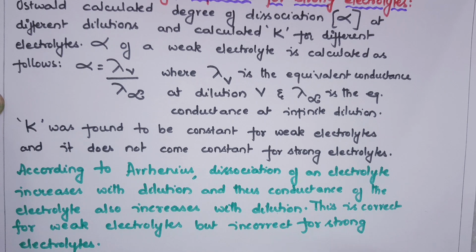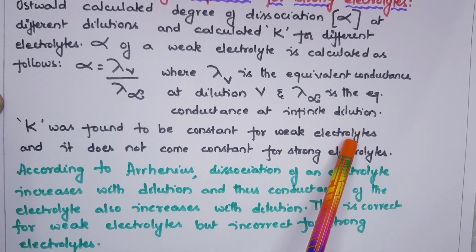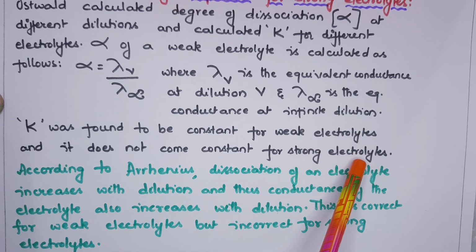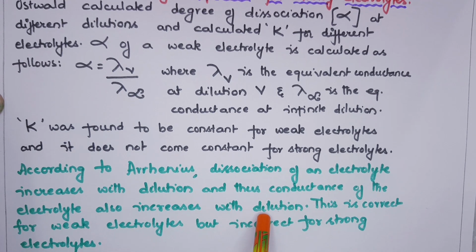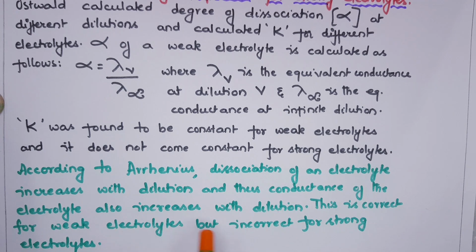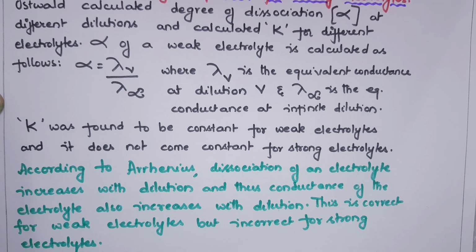Okay. Now, this statement is correct in the case of weak electrolytes but not in the case of strong electrolytes, students. Okay. So, two points we have learned here. K was found to be constant in the case of weak electrolytes but not in the case of strong electrolytes, and dissociation and conductance increasing with dilution is also correct in the case of weak electrolytes but wrong in the case of strong electrolytes. Okay, correct in the case of weak electrolytes and wrong in the case of strong electrolytes.